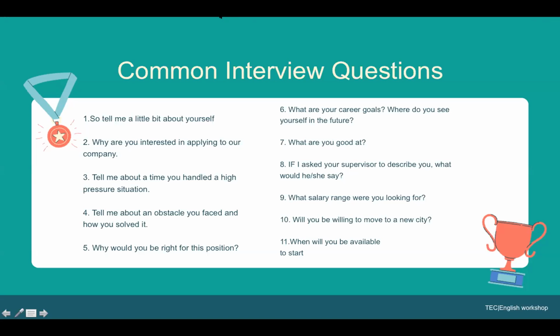What are your career goals? Where do you see yourself? Here we can use the sentences that we've used before. I will be, I see myself working as, all these things. In 5 years, I would like to, etc.